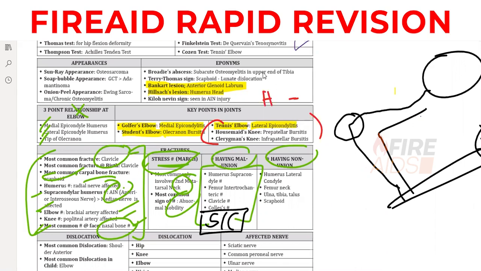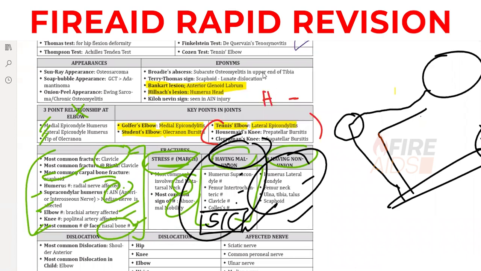Non-union fractures are humerus lateral condyle, femur neck, ulna, tibia, talus, and scaphoid. If you remember SIC for malunion, whatever does not come there is going to be non-union. They might provide one list from here and one list from there. Out of these two, at least one you must remember, so try to remember malunion: SIC. S is for supracondylar fracture, I is for intertrochanteric fracture, C is for clavicle and Colles fracture. Just remember, scaphoid is not a malunion, scaphoid is a non-union fracture.